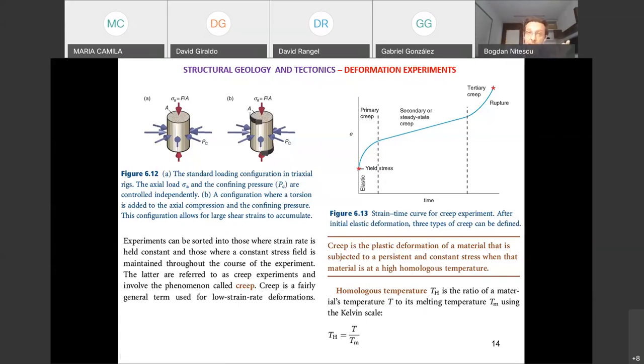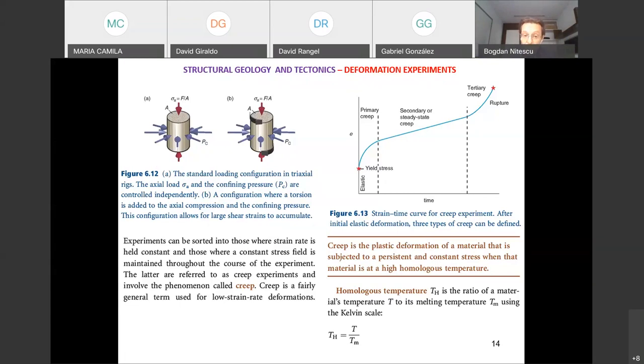Now, creep is a word. You can have the soil on a slope. With time, it flows. And that is called soil creep. So it flows down slope. So this creep is like a slow deformation. That's why we call it low strain rate deformation. So we impose a certain differential stress and we wait for the deformation, for the creep in the sample.